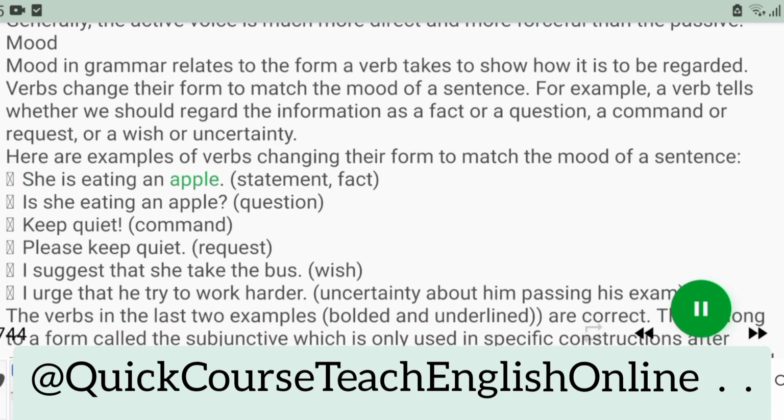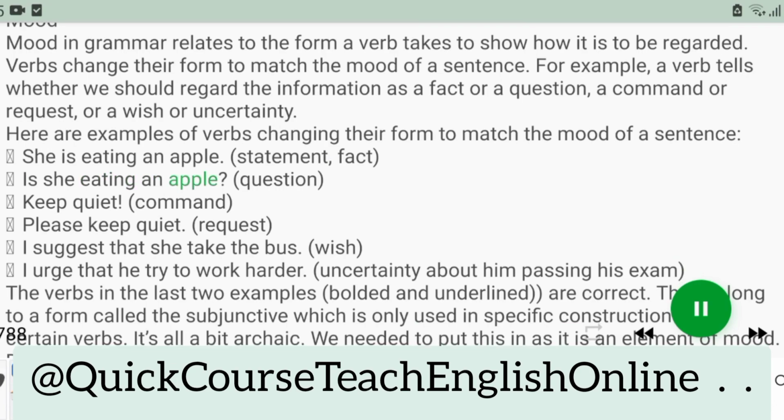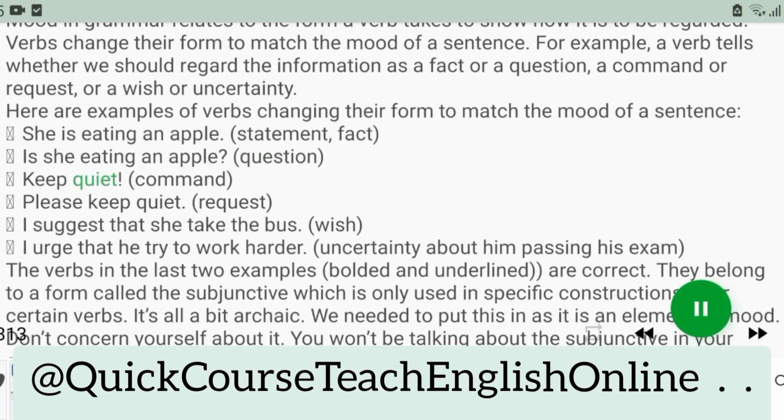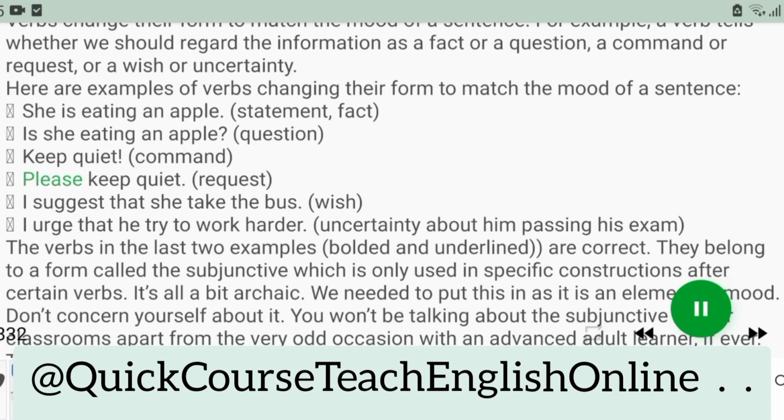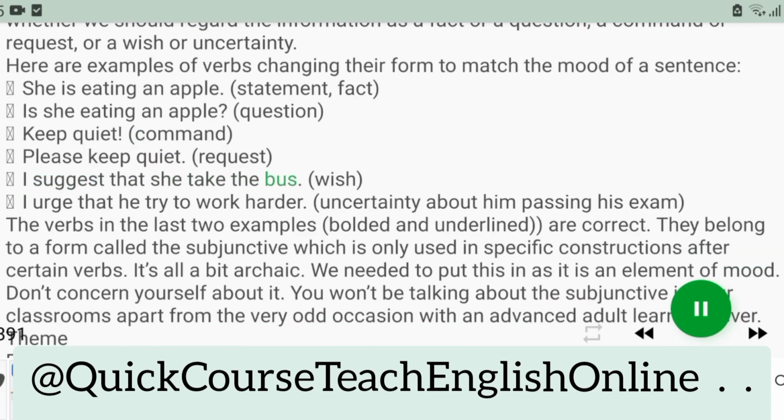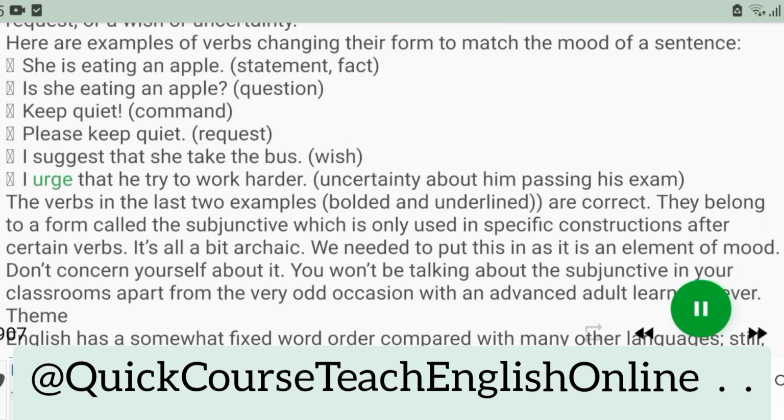She is eating an apple. Statement, fact. Is she eating an apple? Question. Keep quiet. Command. Please keep quiet. Request. I suggest that she take the bus. Wish. I urge that he try to work harder. Uncertainty about him passing his exam.